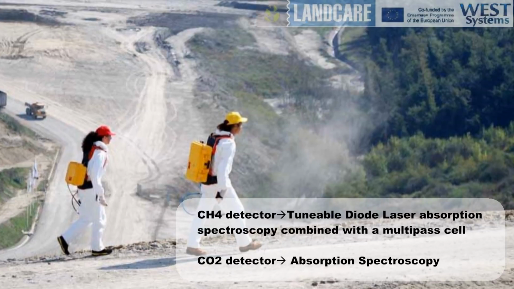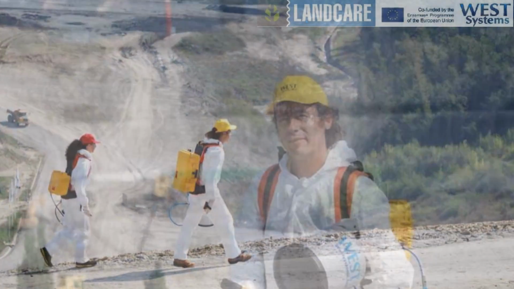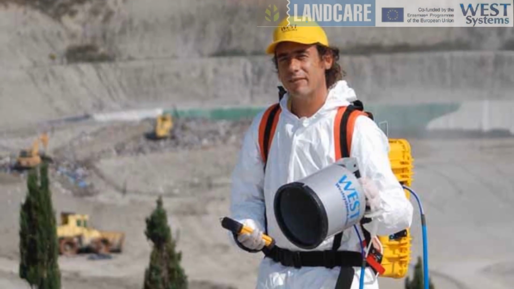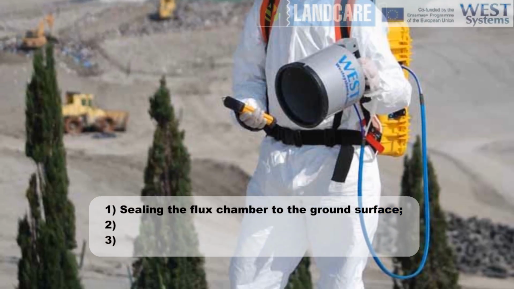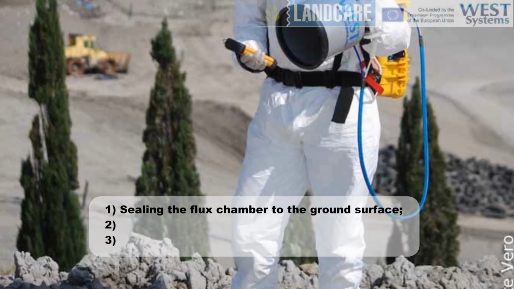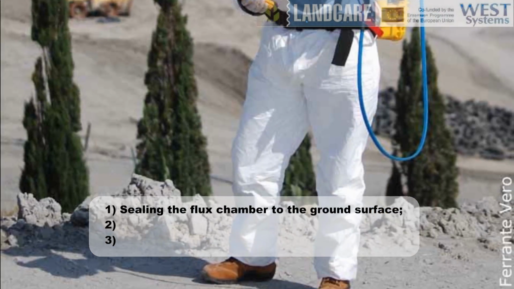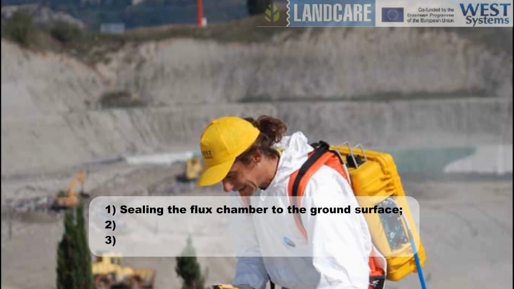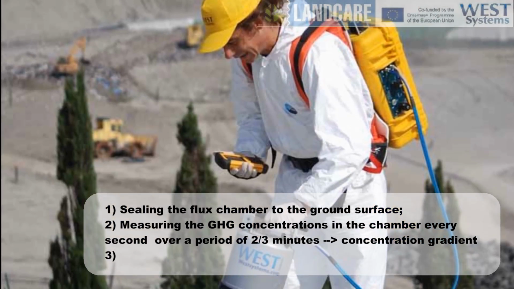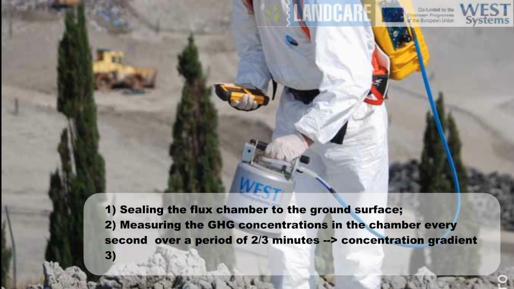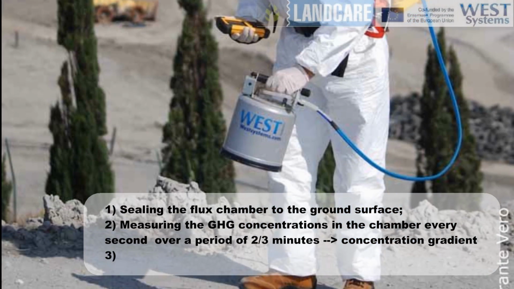The accumulation chamber procedure consists in the following steps for each sampling point. 1. Sealing the flux chamber to the ground surface. An effective seal between the accumulation chamber and the site surface will depend on soil characteristics. 2. Measuring the GHG concentrations in the chamber every second over a period of 2 to 3 minutes.